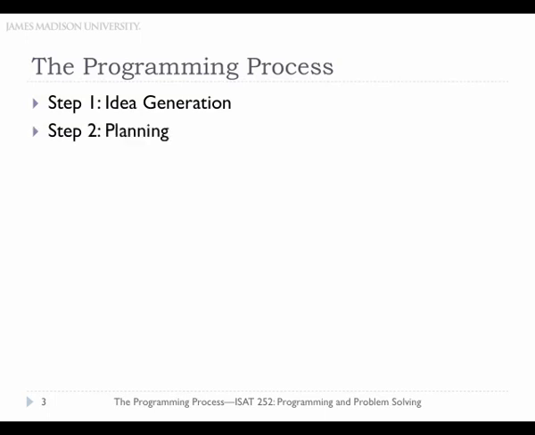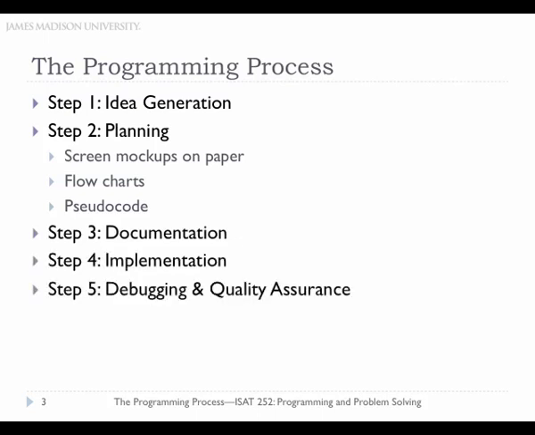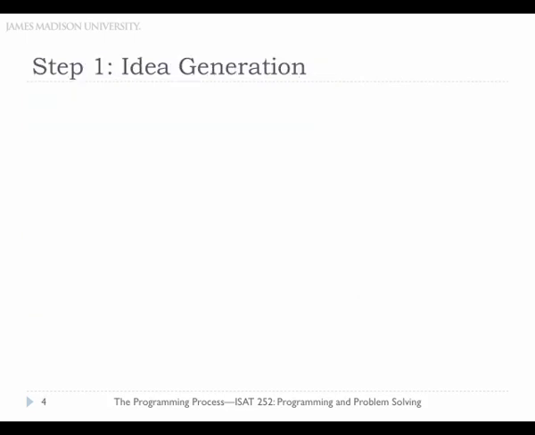Step 2 is planning. That may involve things like doing screen mock-ups on paper, flowcharts, pseudocode. In step 3, you'll want to document your project as you are implementing it. And step 5, you'll debug your project and check for the quality of your project to make sure everything is working correctly. And finally, you can release and deploy your project. Let's start with step 1, idea generation.